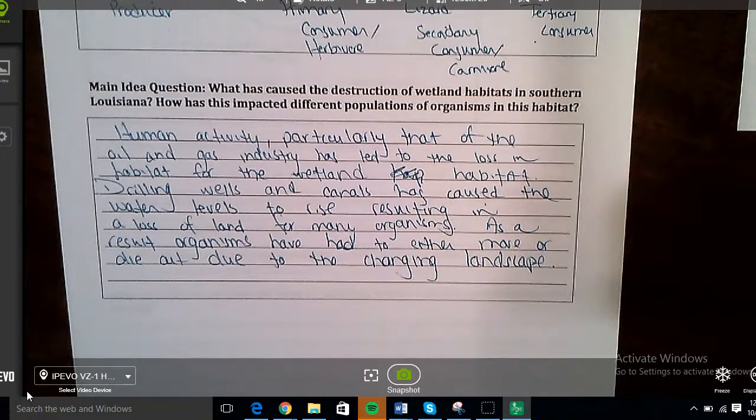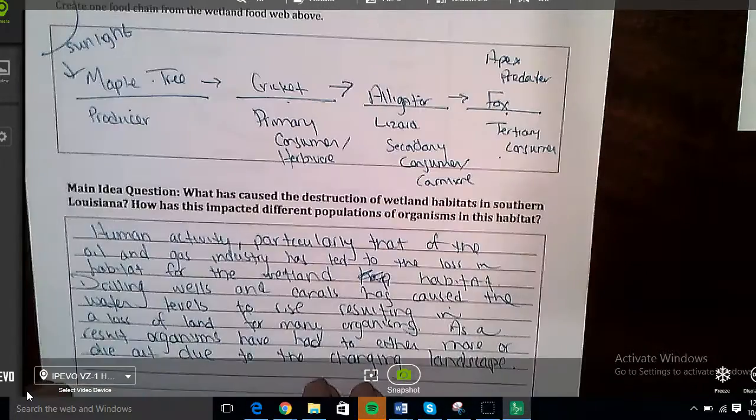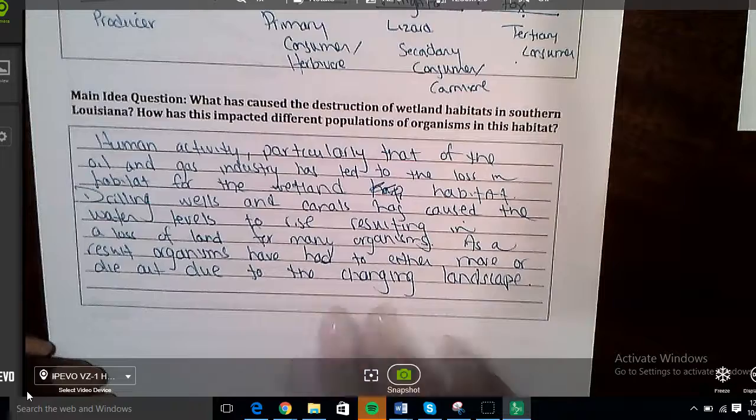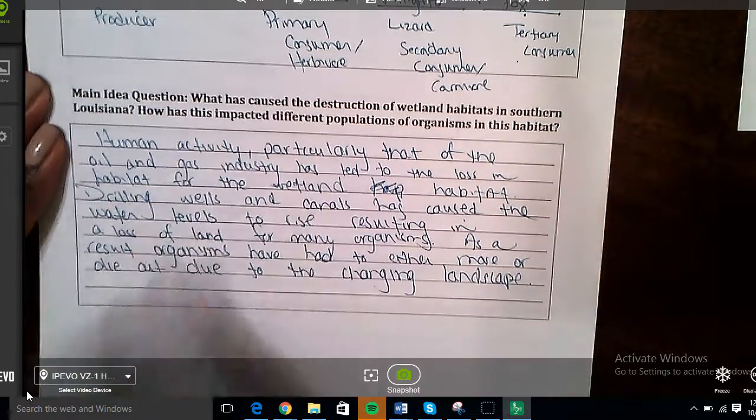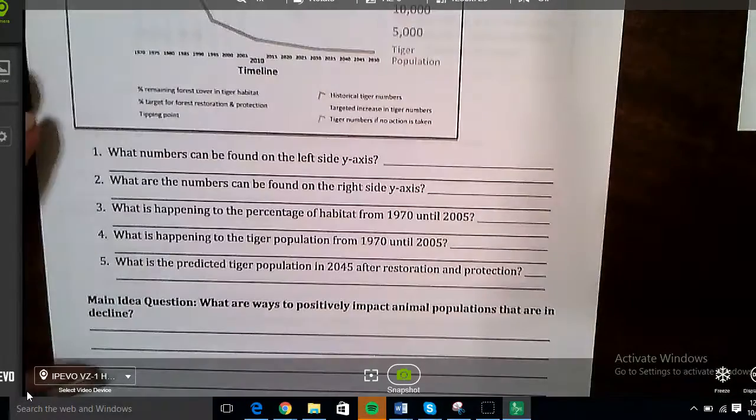So again, without land to live on, without land to hunt on, a lot of these organisms have lost space. And that means that they are not going to be able to survive and thrive in these environments, which means they are either going to have to migrate or die. If you need to copy that down, pause the video or go ahead and rewind. Your answer does not need to sound exactly like this, just as long as you're hitting these key points.